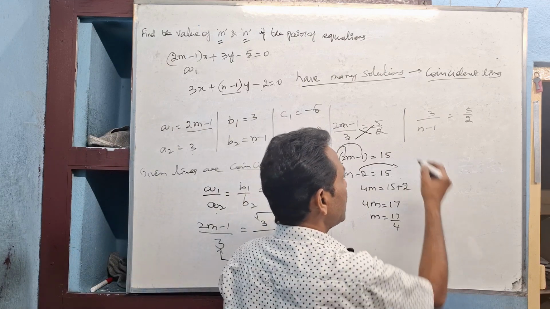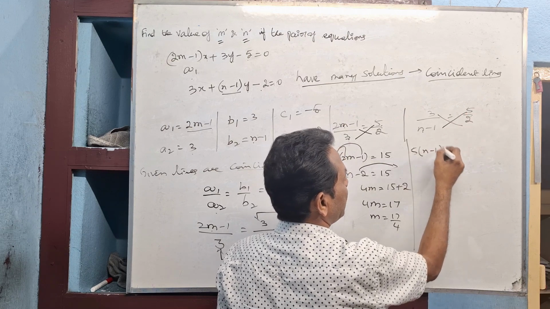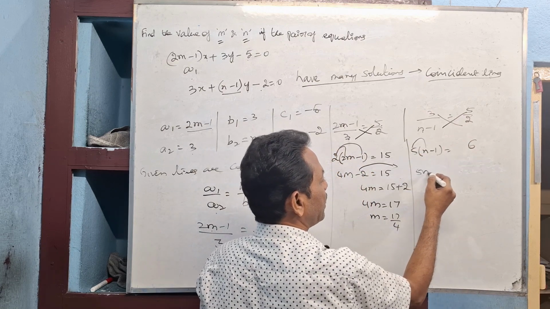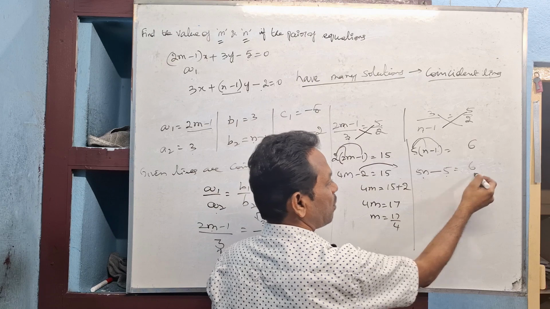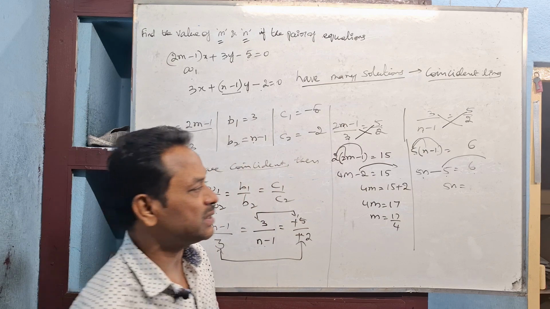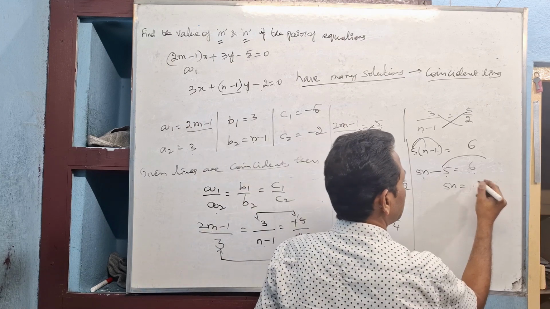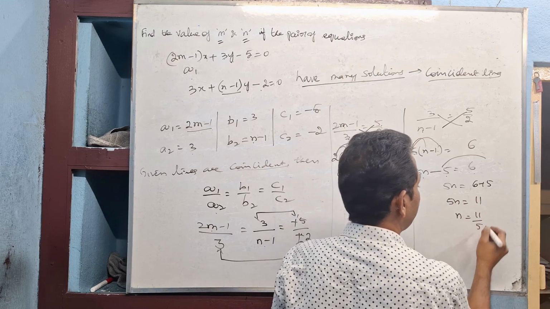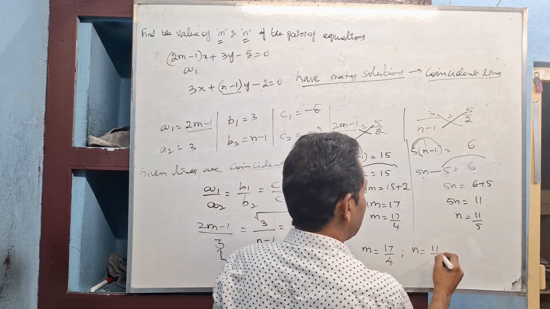Next, again let us go for cross multiplication. This into this, this into this. 5 multiplied with n minus 1 equal to 3 into 2, 6. Let me open the bracket: 5 into n is 5n, 5 into minus 1, minus 5, equal to 6. So 5n equal to, let us shift minus 5 to RHS, we'll get 6 plus 5. Now 5n equal to 11, n equal to 11 by 5. Therefore, m equal to 17 by 4 and n equal to 11 by 5.